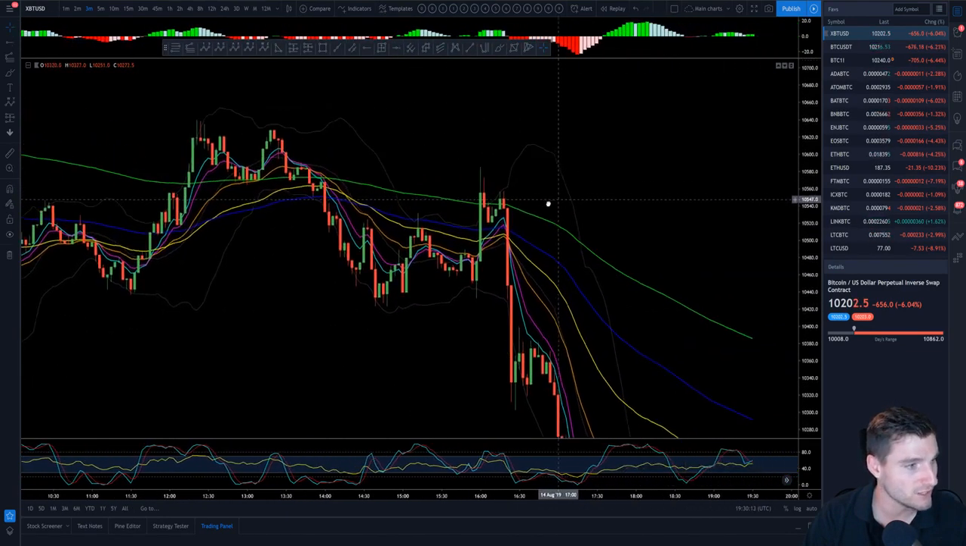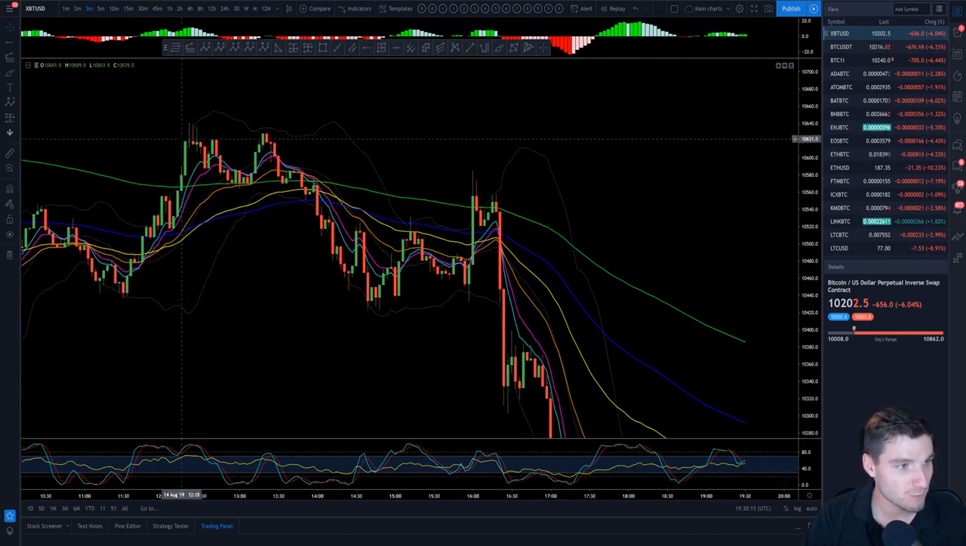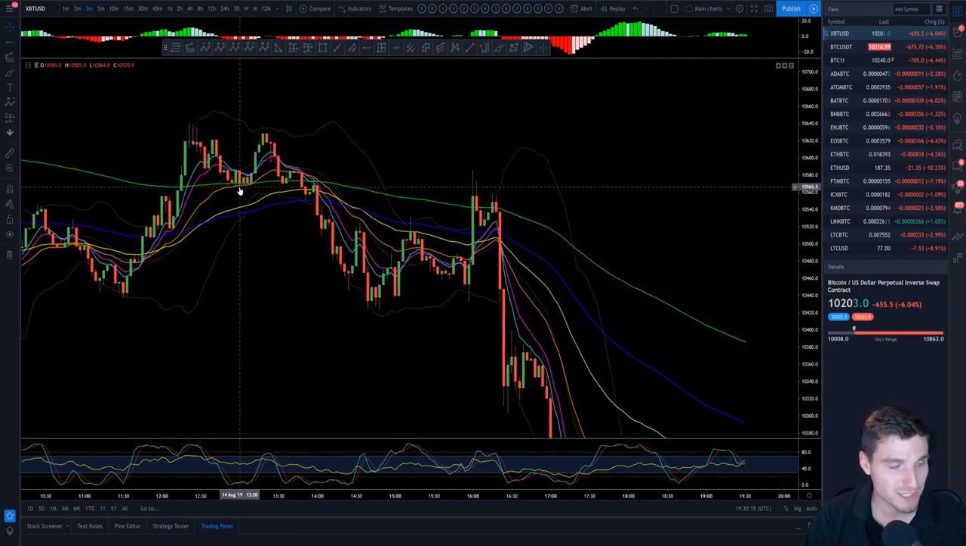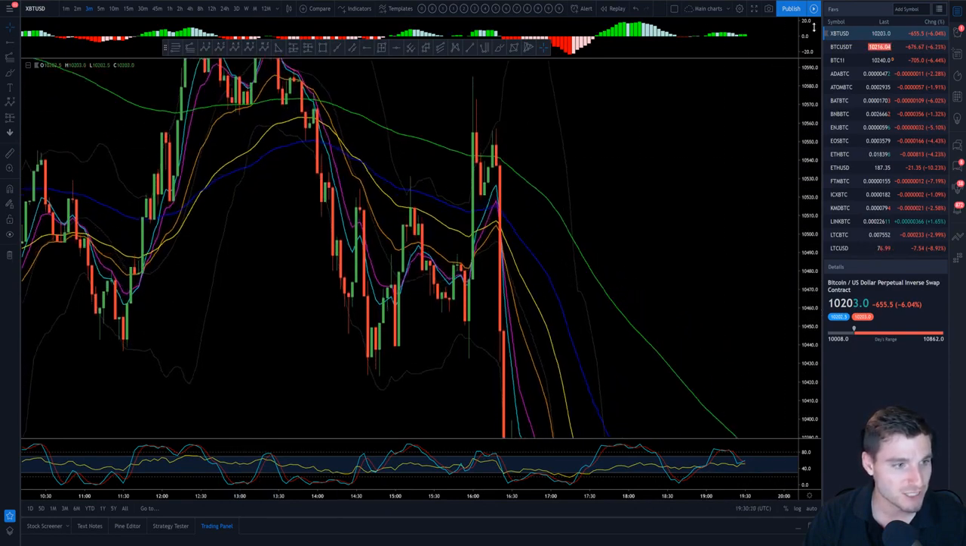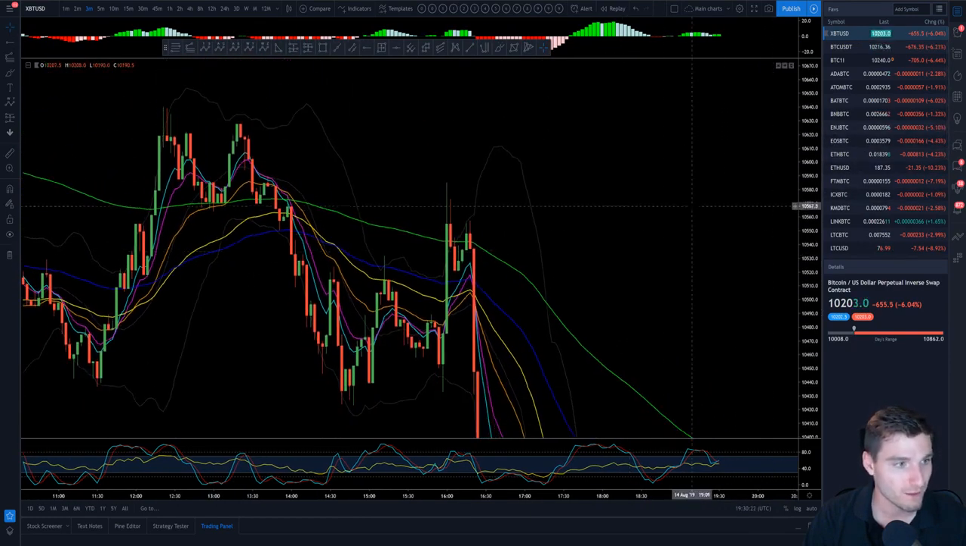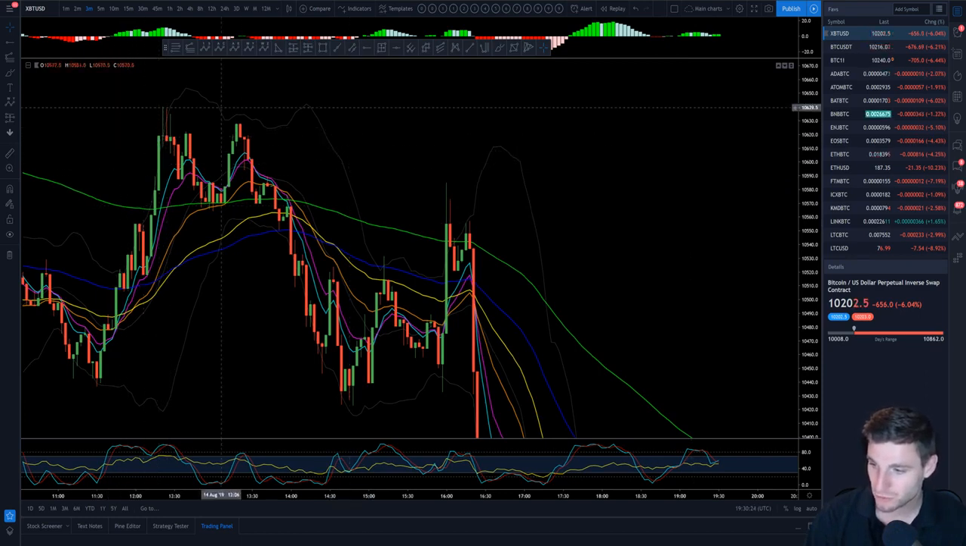Okay, let's just go through it. You can see here, we close outside of the Bollinger Band. You come down to the 26 exponential moving average and you bounce. So you can see why I like to use the 12 here. Let me just talk you through this.